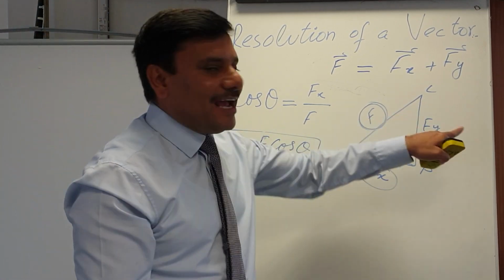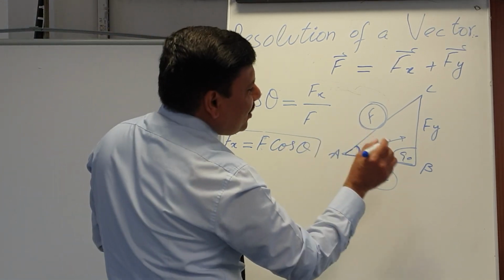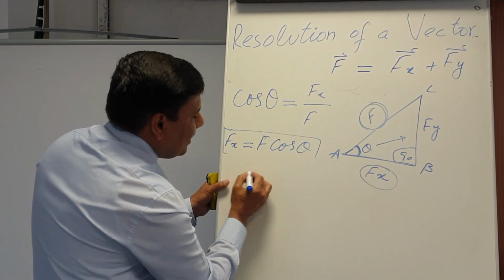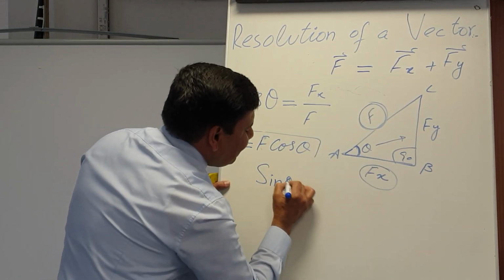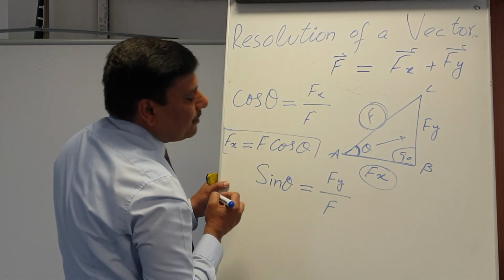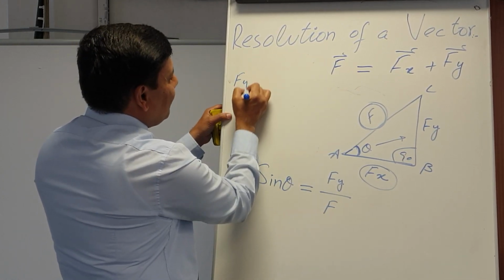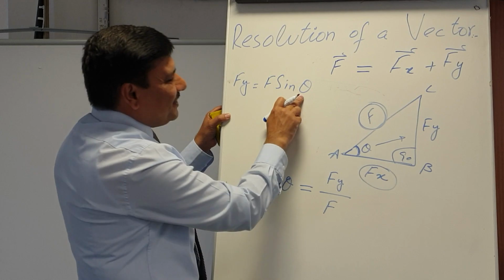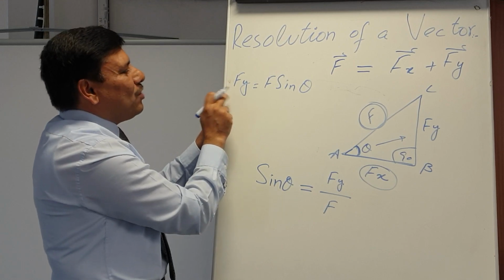Similarly, you can find out the value of fy. So how can you find out the value of fy? There is also a relationship between perpendicular, hypotenuse and theta. That is called sine of theta. And sine of theta is fy, that is perpendicular over hypotenuse. So from here, you can find out the value of fy. So fy will be equal to, it will go here, f sine theta. You know the value of theta, you will take the sine of theta, multiply it by f, and then you will be able to get the value of fy.